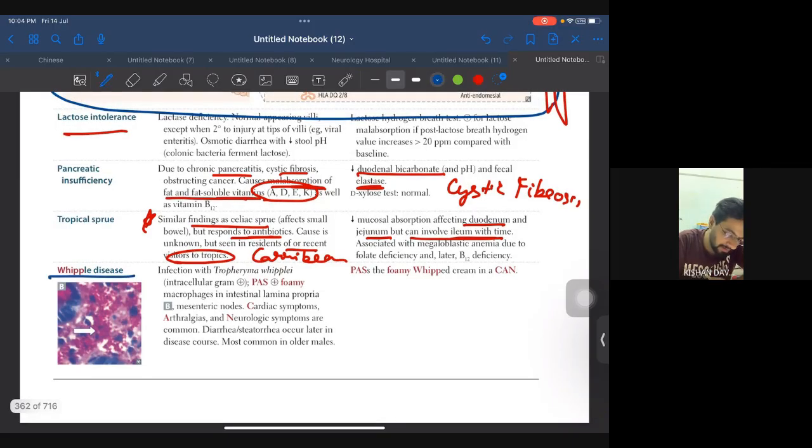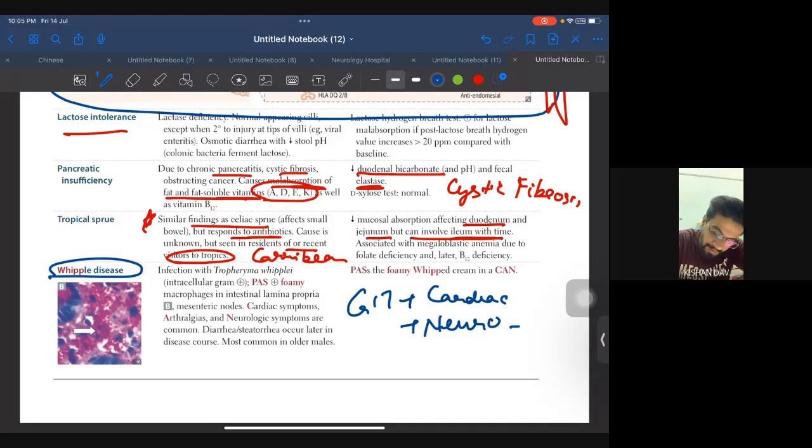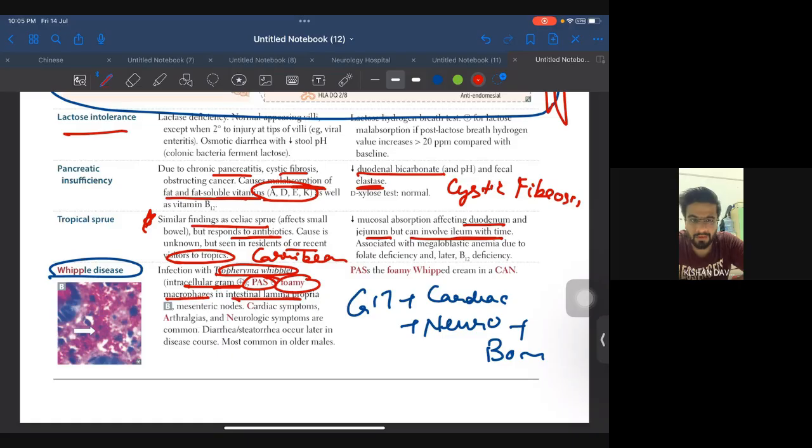Coming to Whipple disease. Now one thing you can make sure of here is if there is a problem with GIT plus cardiac plus neuro, and plus bone. Okay, so four systems are combined here. You can think about Whipple disease, and the organism responsible here is Tropheryma whipplei, an intracellular gram positive. So PAS positive foamy macrophages in the intestinal lamina propria. That's it. Okay, I know it's so big, but you have to remember.